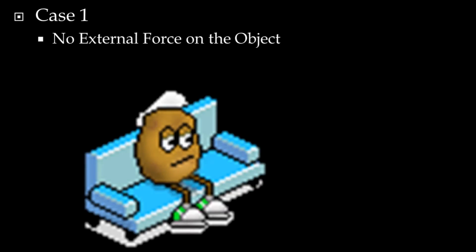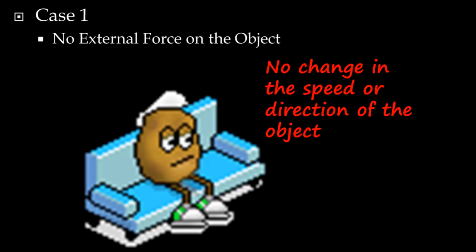Another example would be an object just staying there, not moving at all. And what all these have in common is that there is no change in the speed or the direction of the object. You may have heard the expression that a body at rest remains at rest, and a body in motion remains in motion unless there are external forces acting on the object. This is case 1.